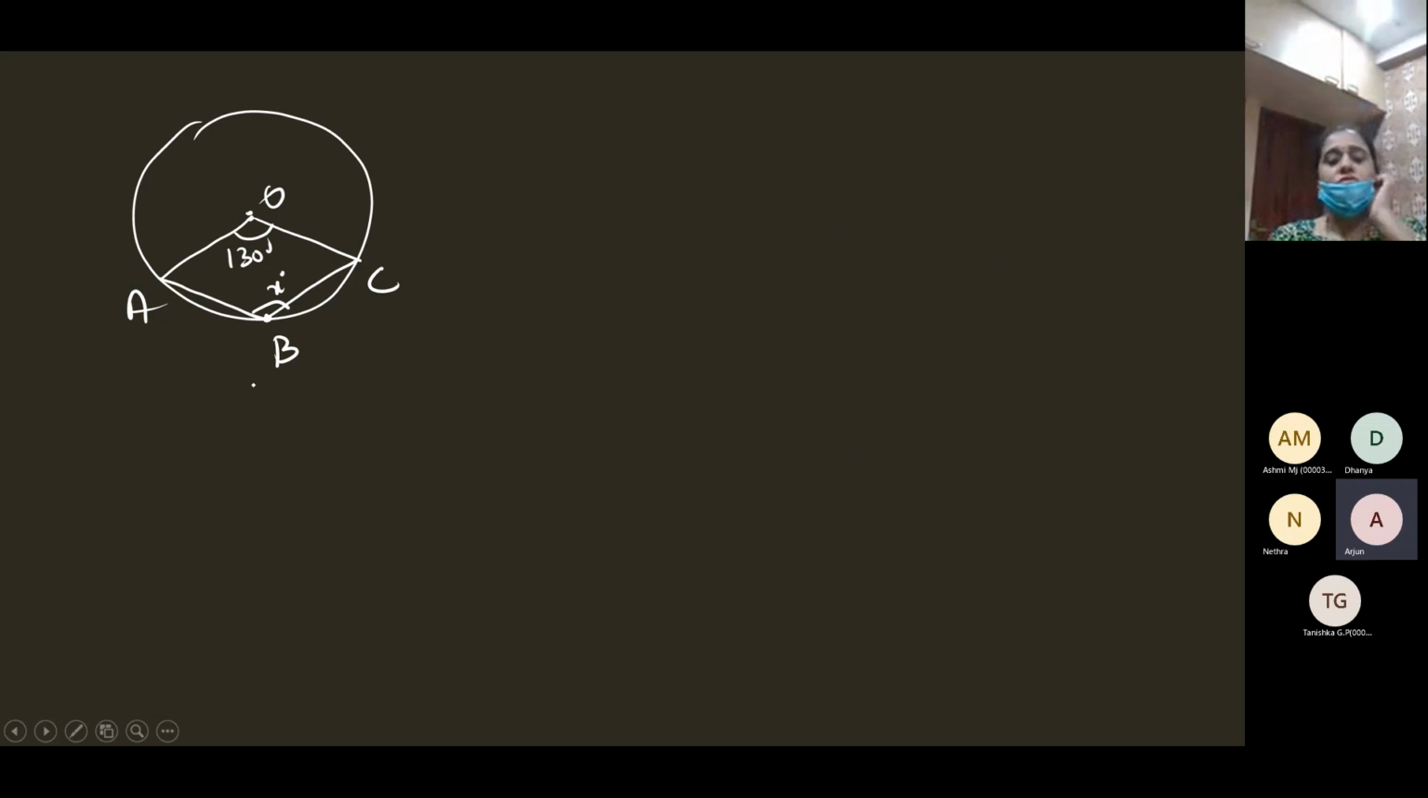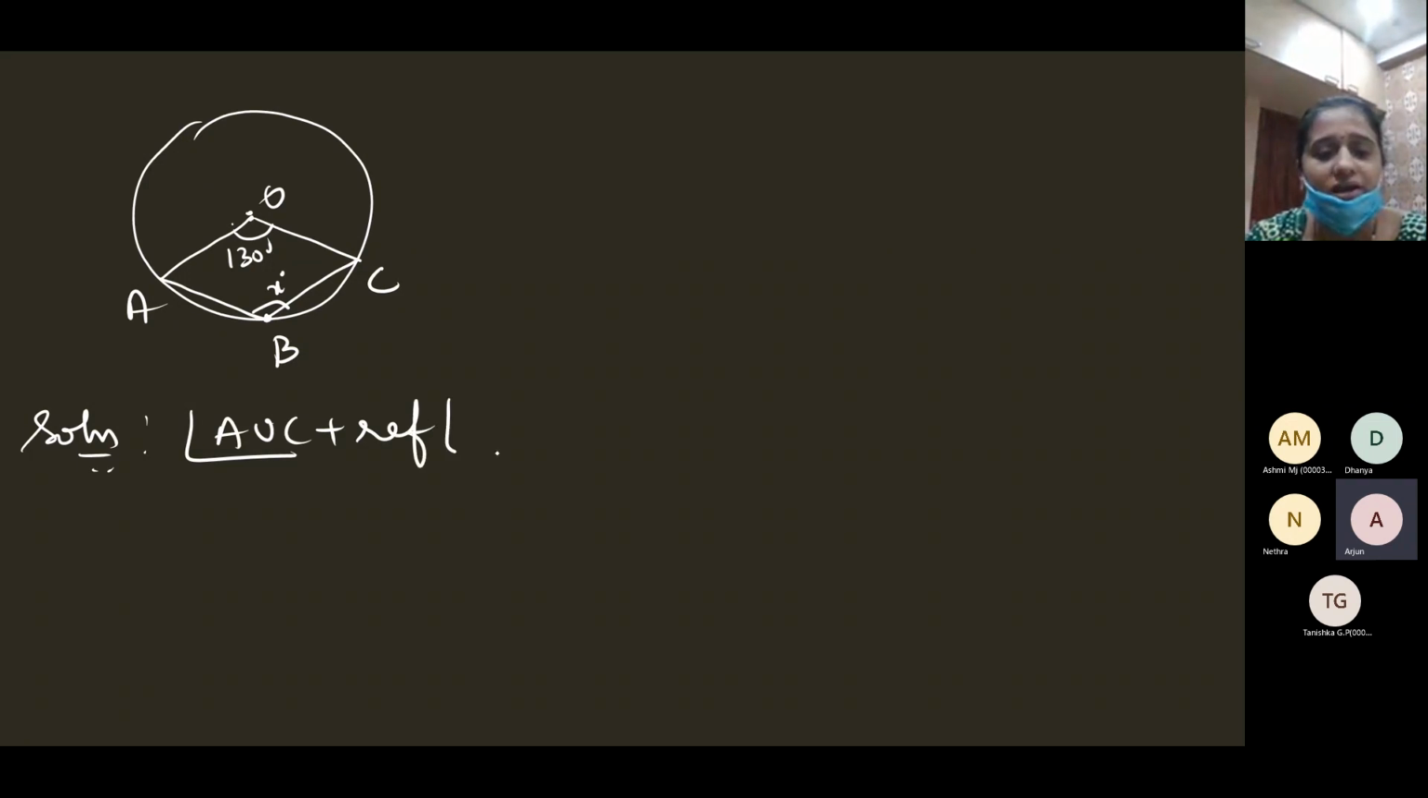What you could do is find the reflex of this angle. Angle AOC plus reflex of angle AOC is equal to 360 degrees. That is, the sum of the angles around a point is 360. This is the angle AOC. This one is the reflex of angle AOC.